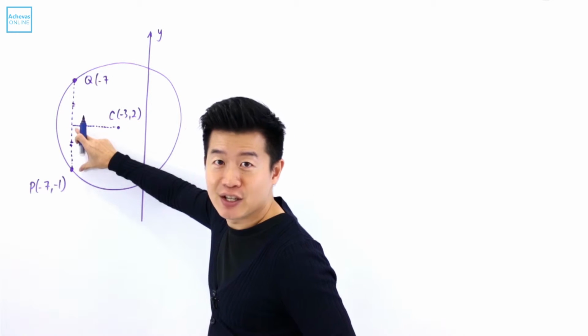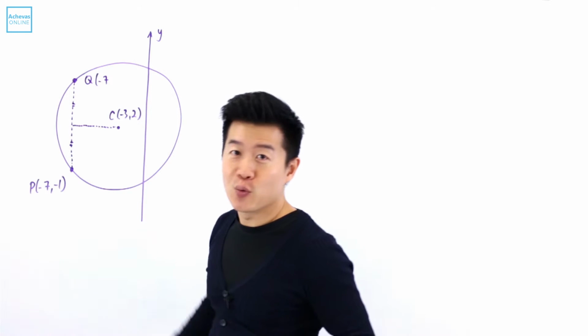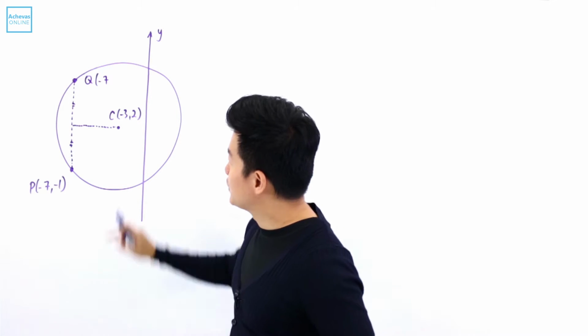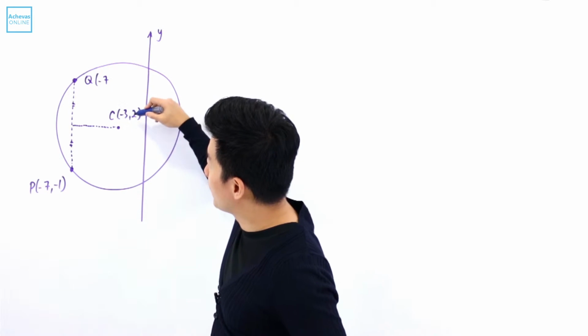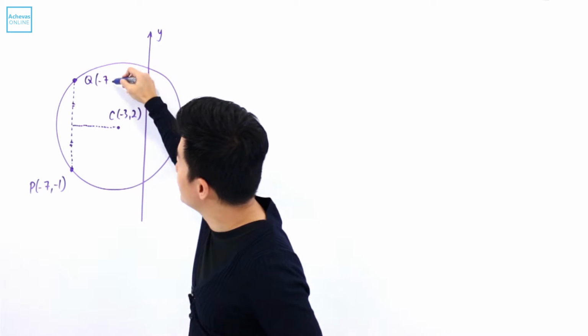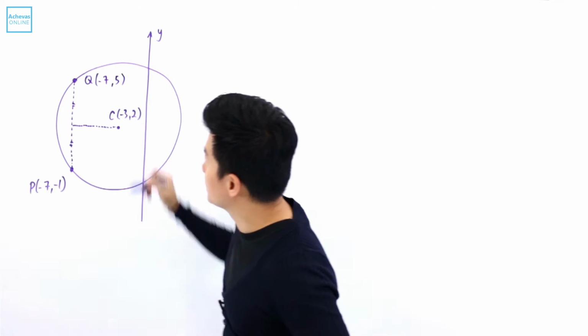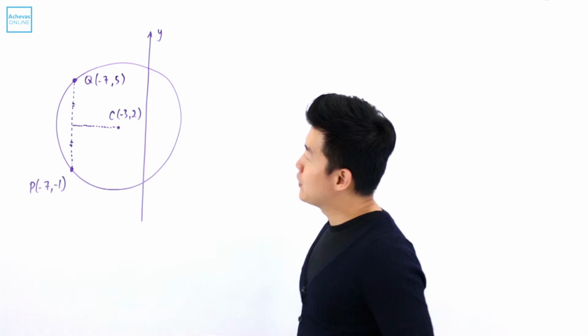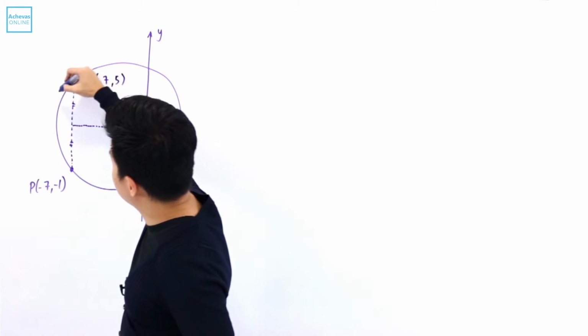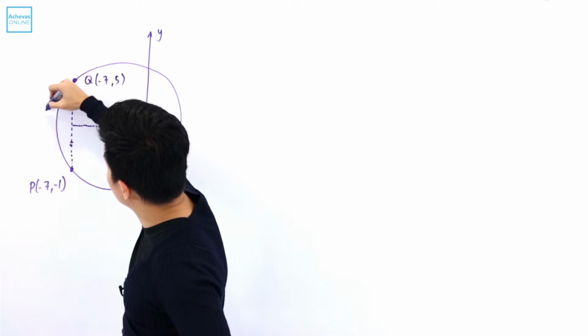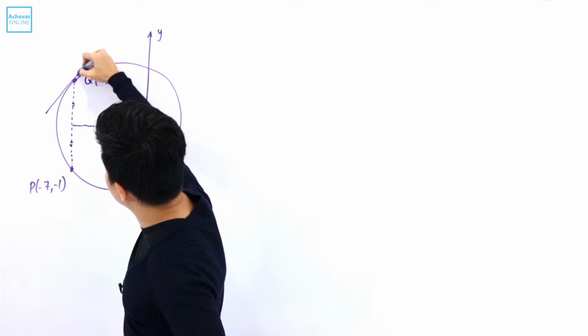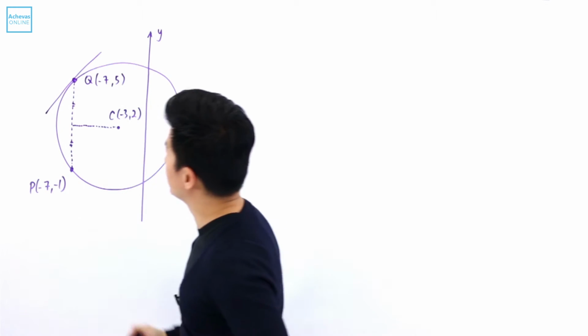That means this distance here is going to be 3, and this distance here will also be 3. Which means that the y-coordinate of Q from observation is going to be 2 plus 3, so the y-coordinate is going to be equal to 5. And with this, I want to find the equation of the tangent that is going to pass through Q. So I'm going to find the equation of this here.